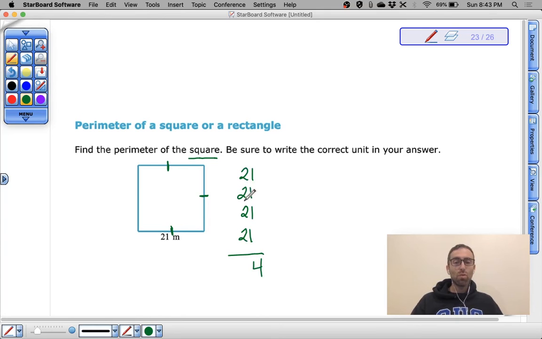2 plus 2 plus 2 plus 2. Let's see, 2 plus 2 is 4. 4 plus 2 is 6. 6 plus 2 is 8. So I have an answer of 84. And since I was working with meters here, I'm going to put meters over on the bottom. And now I'm done.